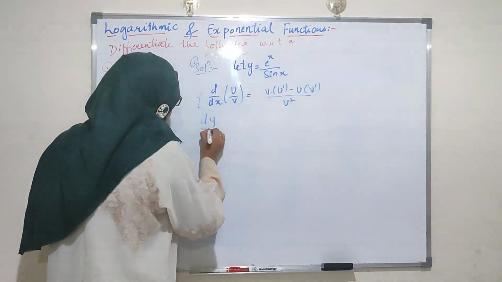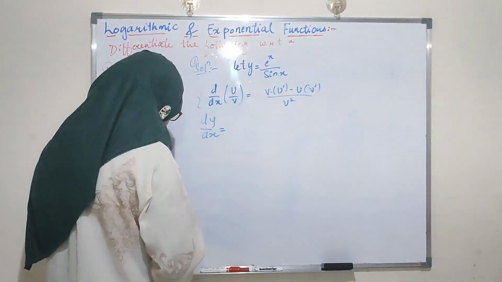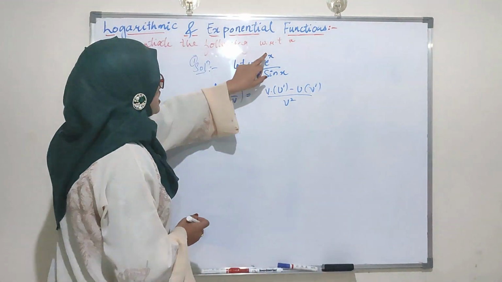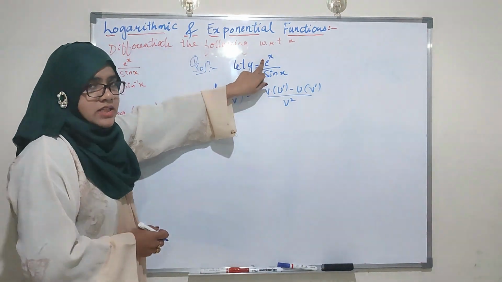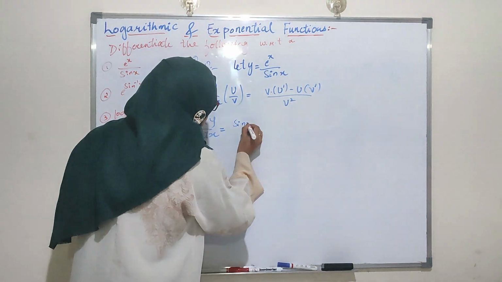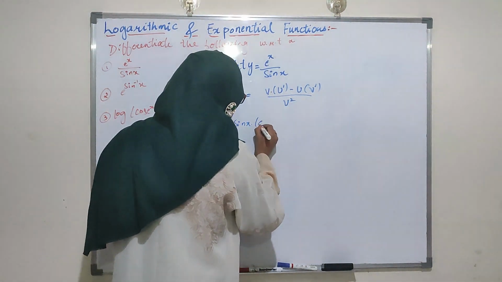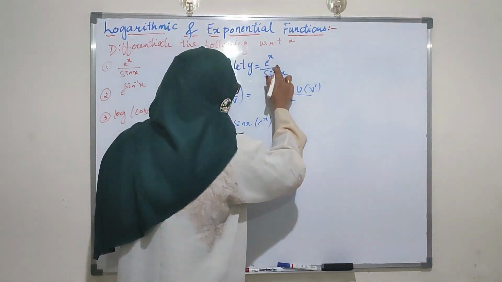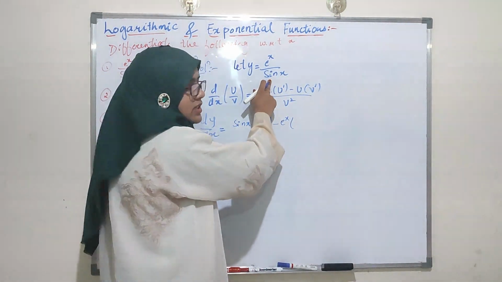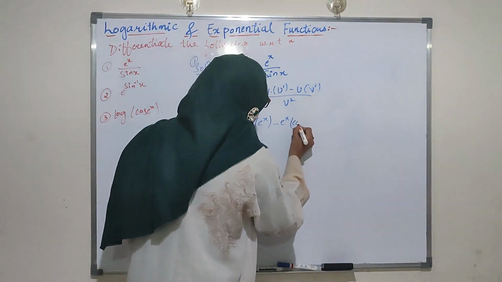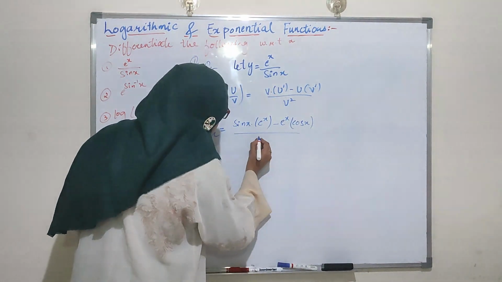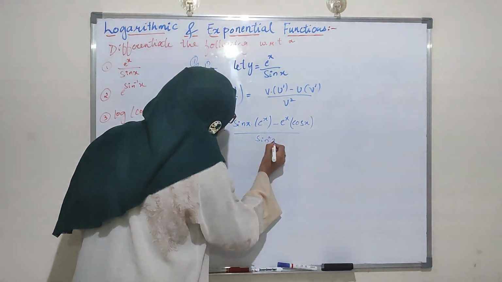So dy by dx is equal to, what is u and v here? u is e raised to x and v is sin x. So keep v as it is, sin of x, and multiply by the differentiation of u, which is e raised to x, minus keep u as it is, e raised to x, into the differentiation of v. The differentiation of sin x we know is cos of x. Whole divided by v square, which means sin square of x.